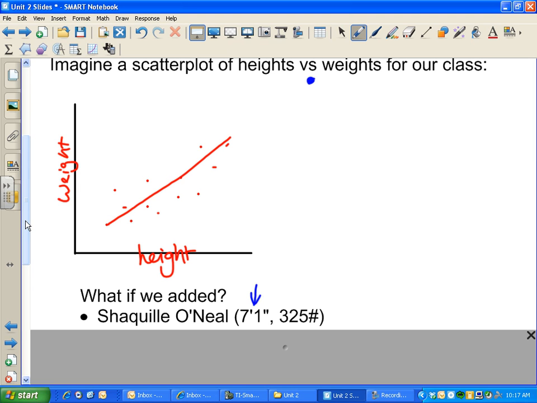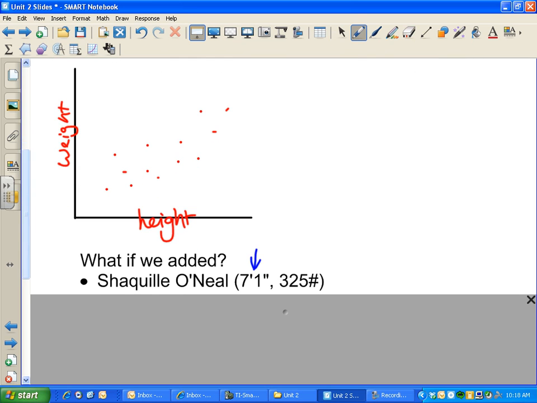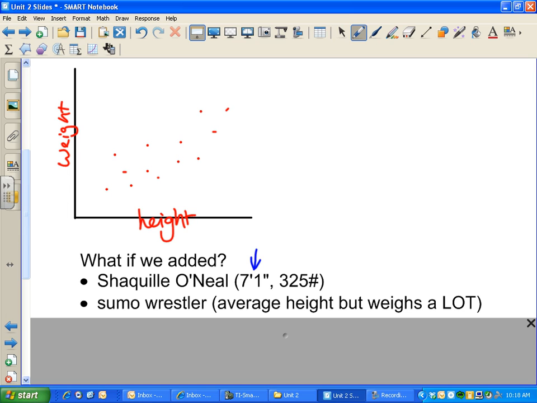Nobody is close to 7'1" in our class. But when we put both height and weight together, he sure seems to follow the same trend as the rest of our class. So certainly unusual, but he follows the trend, so not quite as interesting. All right, what if we added a sumo wrestler?